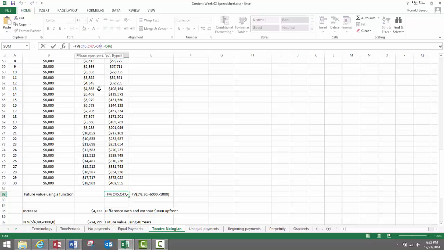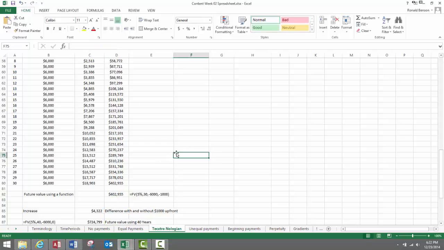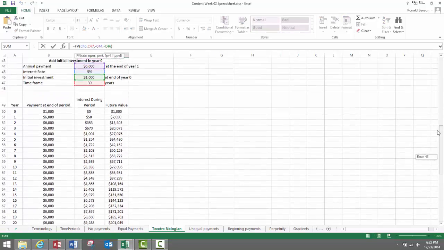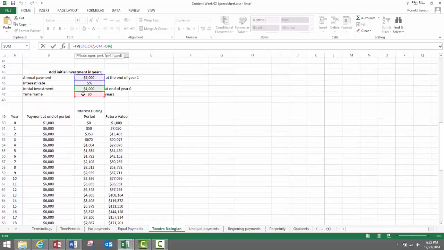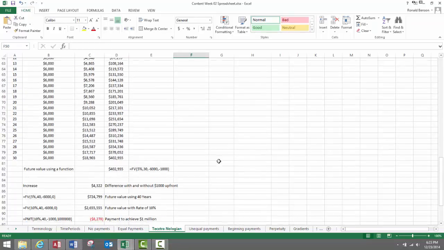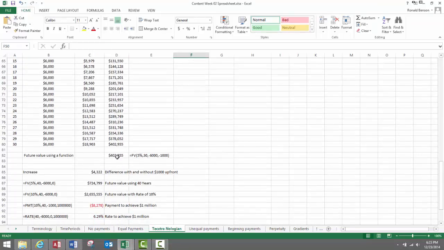So doing this with a future value function, the payment is C44, but it's 6,000. But we've added the present value, which is C46. If I could get this to do what I wanted to, then go over here, go up. Here are those values. C46 is a 1,000 and so forth, all of them right there. So with the future value function, you get the same answer with a lot less work.